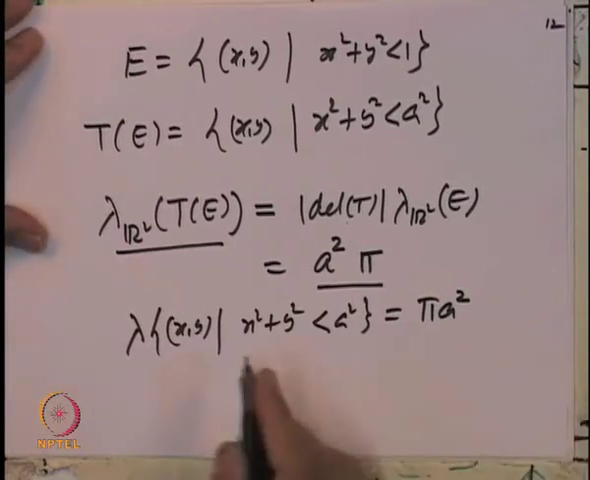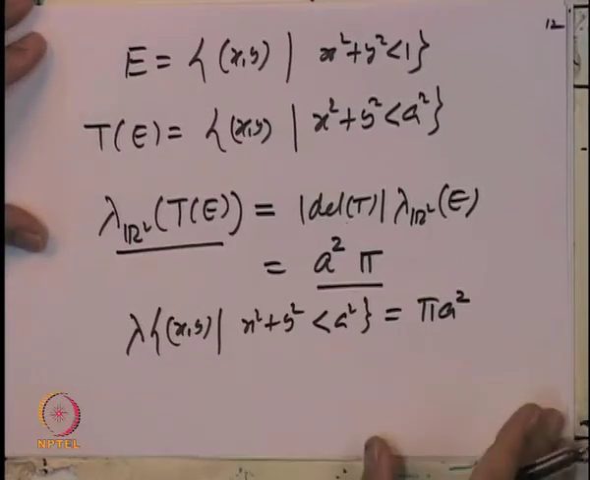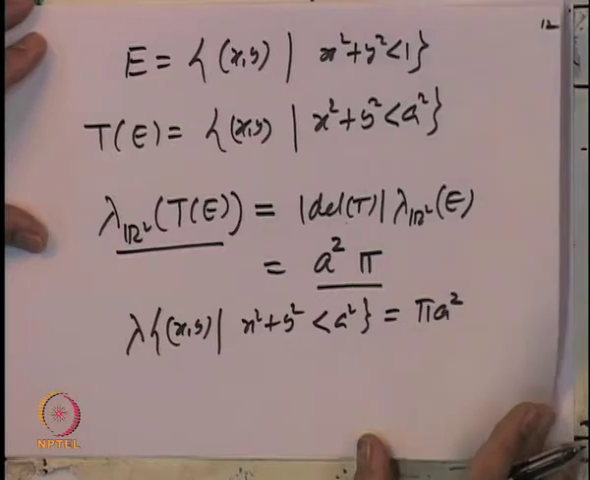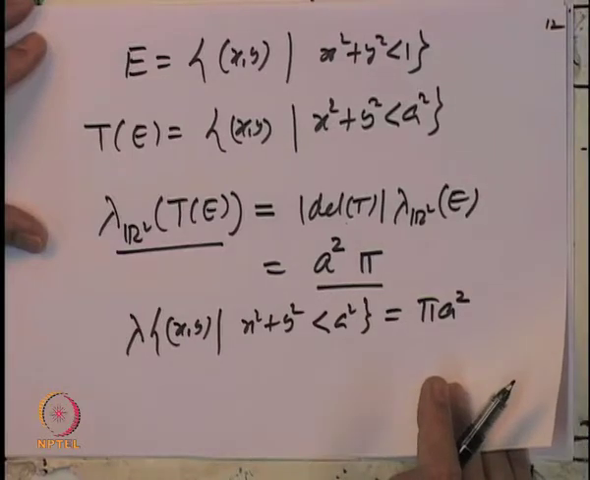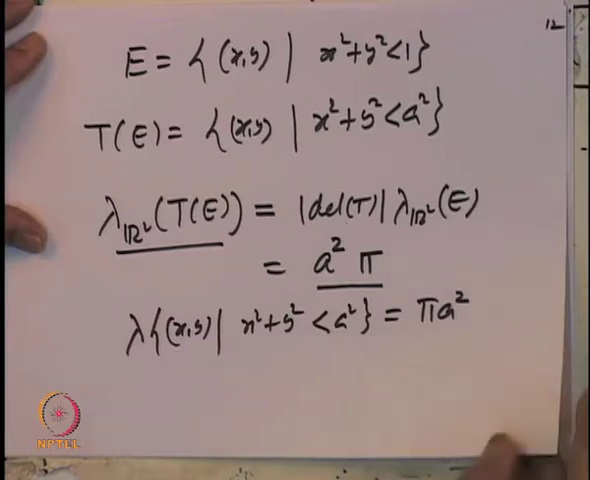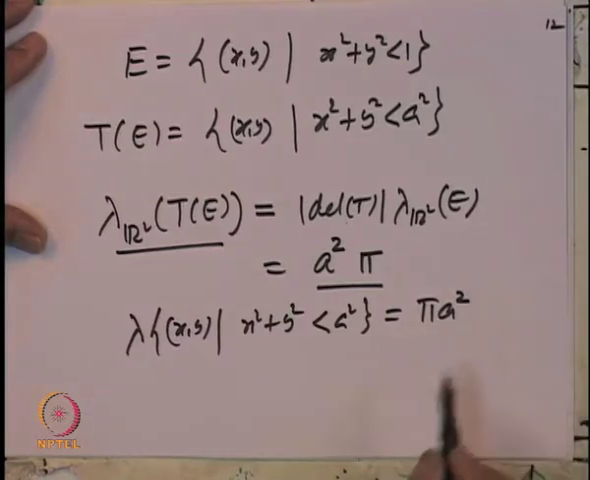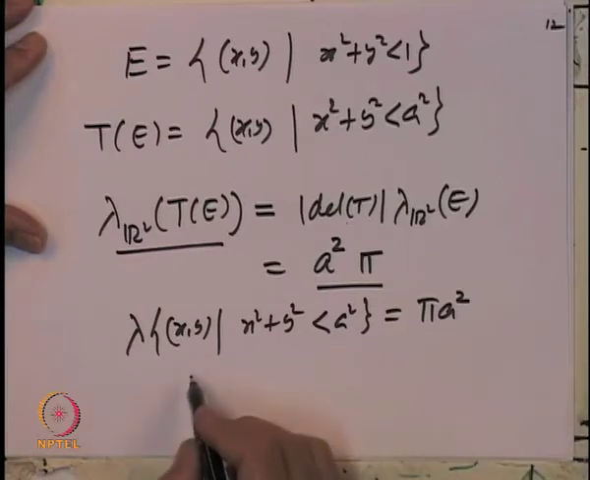Okay. And so, as a consequence of this, let us deduce for the annulus region that the required Lebesgue measure is pi times b square minus a square. So, for that we just have to observe that if I look at the circle.